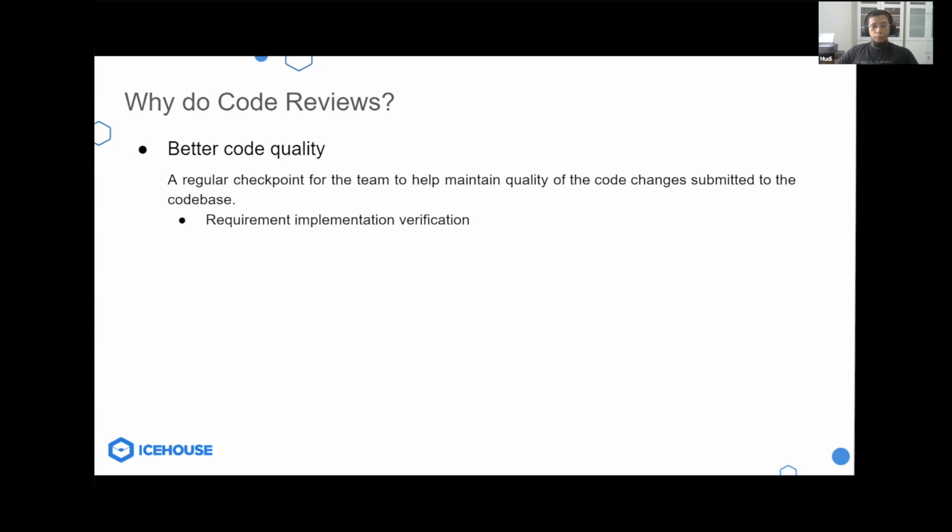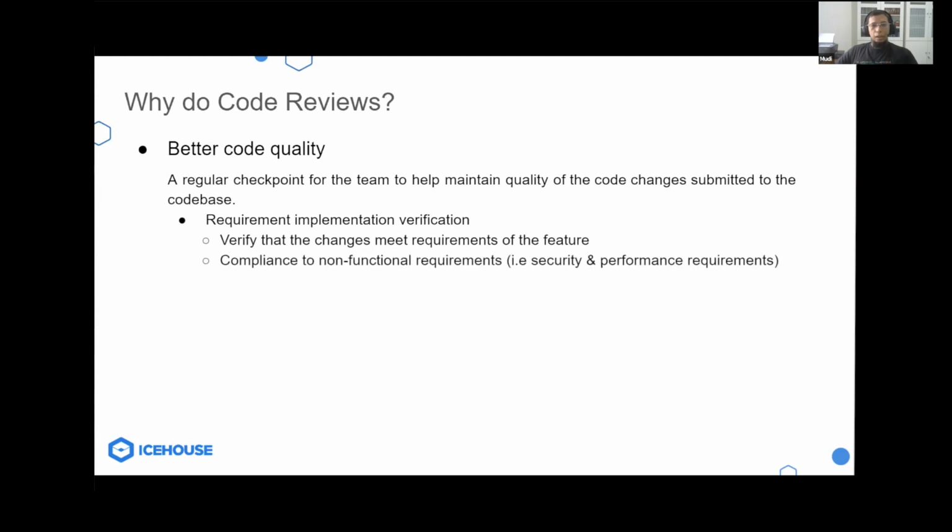During these checkpoints, the following are possible to do to help maintain code quality. First, requirement implementation verification. This is verifying that the changes meet requirements of the feature, including compliance to non-functional requirements like security and performance requirements, and whether it follows the agreed software architecture pattern, if any. Other than that, the implementation should also be checked whether it is within requirement scope boundaries and also testable, whether manually or using automated checks.